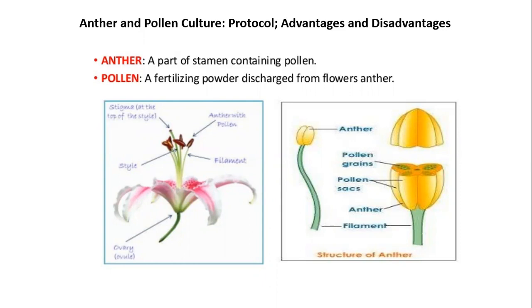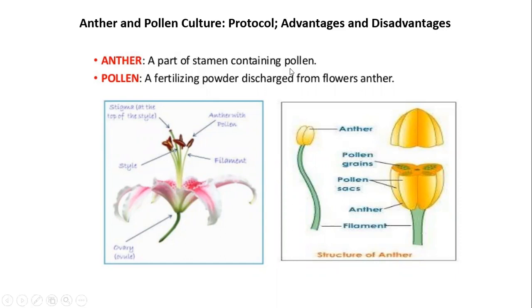The anther and pollen are part of the reproductive organ androecium, and the ovary is the reproductive part of the organ known as gynoecium. The anther is the part of the stamen containing pollen. So pollen is present inside the anther. It is the fertilizing powder which is discharged from the anthers.